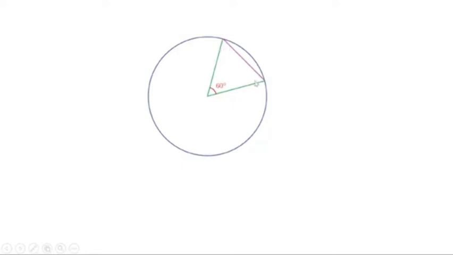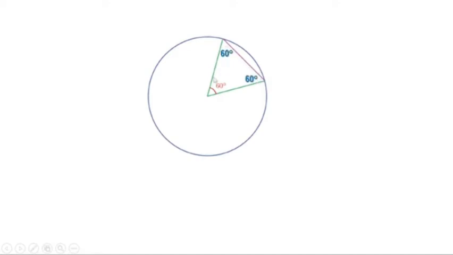Look at that triangle. What is the peculiarity of that triangle? The two green lines are radius of the circle. Therefore the two lines are equal. That means the two sides of this triangle are equal. Therefore we can say that this one is an isosceles triangle, isn't it?